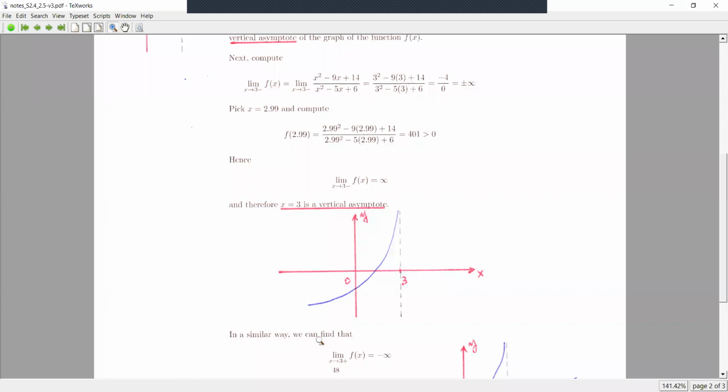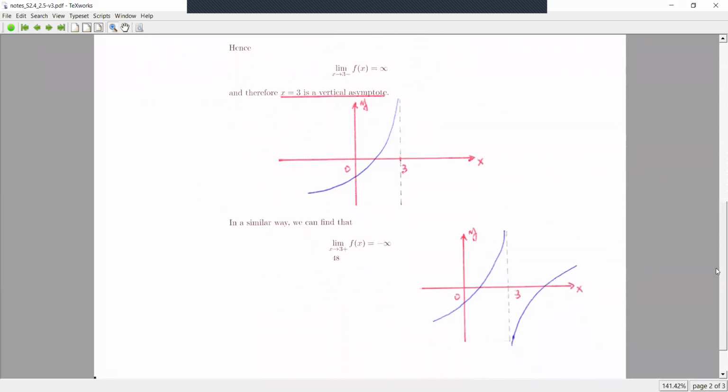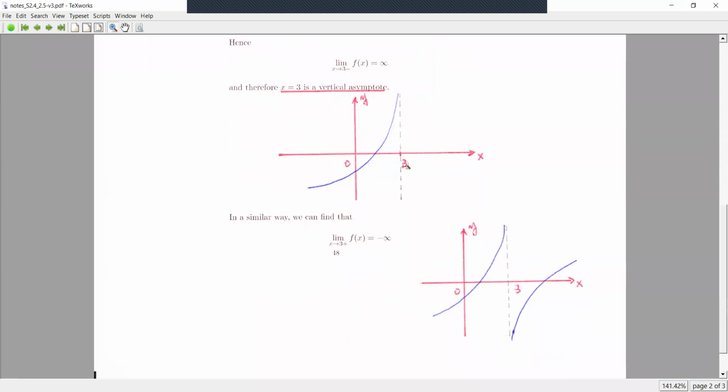Similarly, we can find that the right-hand side limit at point 3 is negative infinity. Actually, to say that this vertical line is a vertical asymptote, it is sufficient that one of the left-hand side limit and the right-hand side limit is infinity.